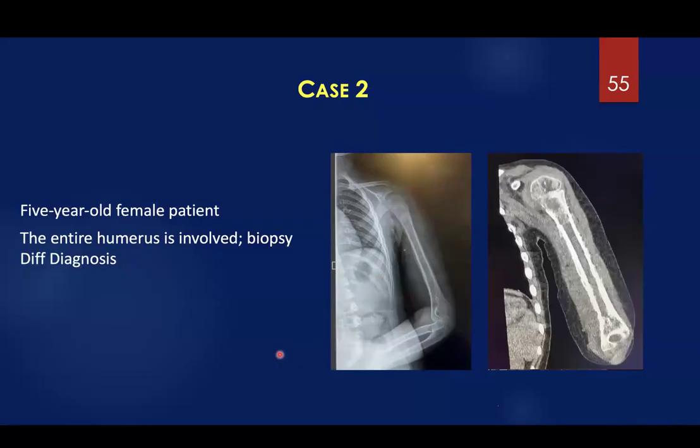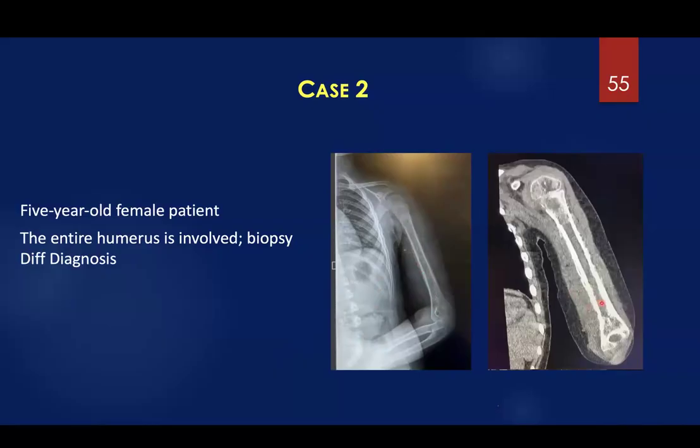And in the beginning, we said, okay, let's refer the case to another facility because her father works with us in the hospital. He refused. He said, okay, listen, I want to get my daughter treated here. So if you look at the X-rays, there is a permeation. I don't know if it is clear or not, but there is evidence of permeation and multi-layer periosteal reaction.